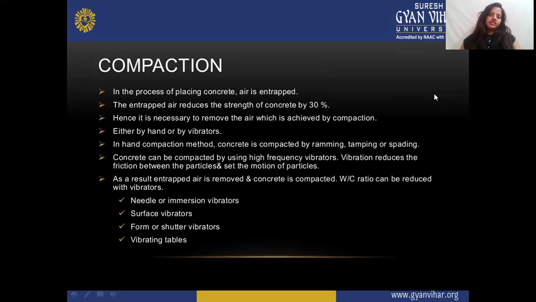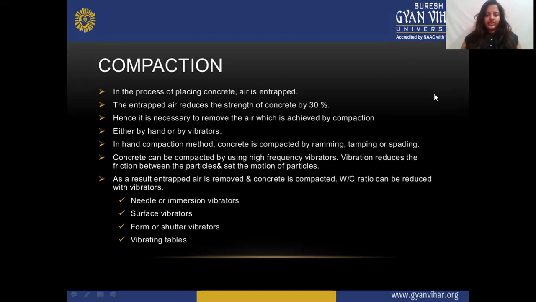So with compaction, in this process of placement, the air is entrapped. So it is quite essential for us to remove all this air, because we know that these air pockets can cause weaker spots and can cause damage to the concrete and result in extremely low compressive strength. The trapped air reduces the strength of the concrete by 30%. So you can see it is a drastic decrease in the strength. Hence, it is necessary to remove the air, which is achieved by compaction.